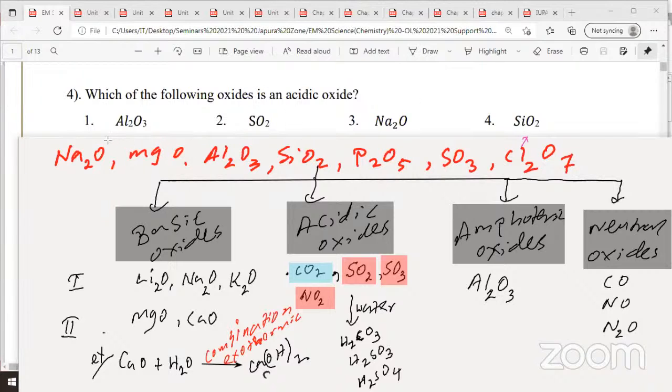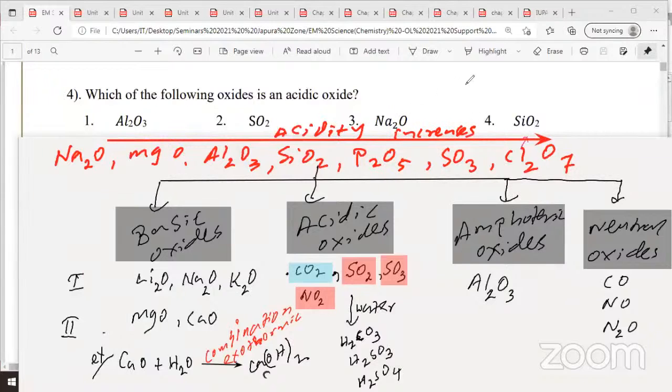This also you have to remember: across the period, the acidity of the oxides increases, because electronegativity increases. That's also very important. Group 8 I didn't write because it's noble gases.